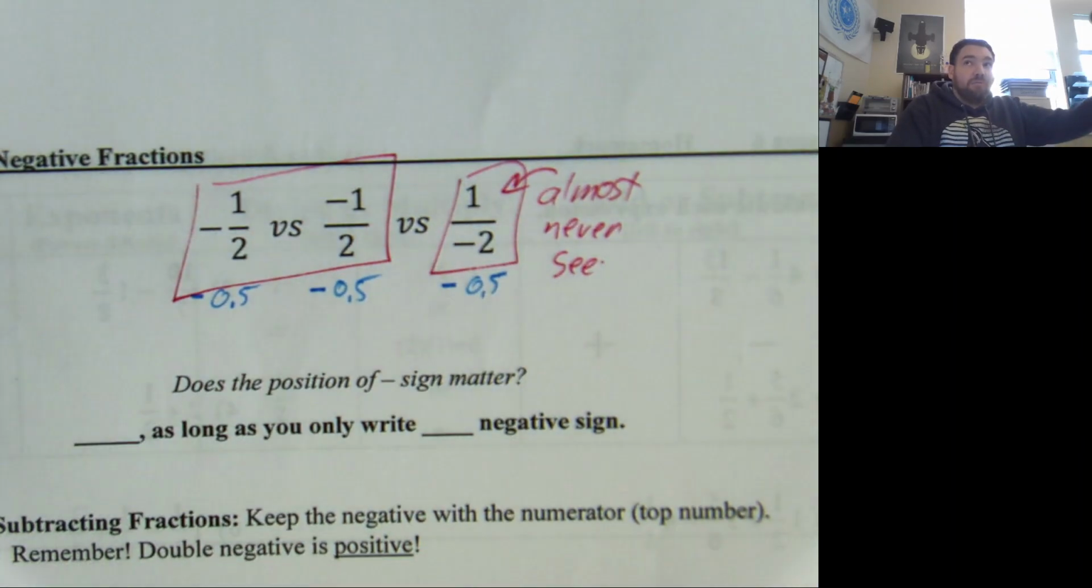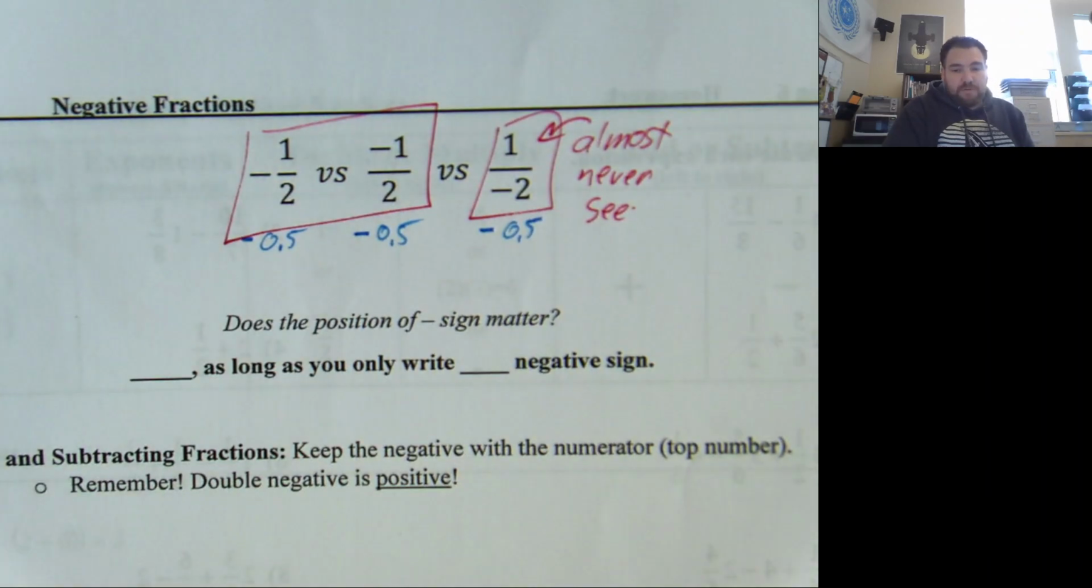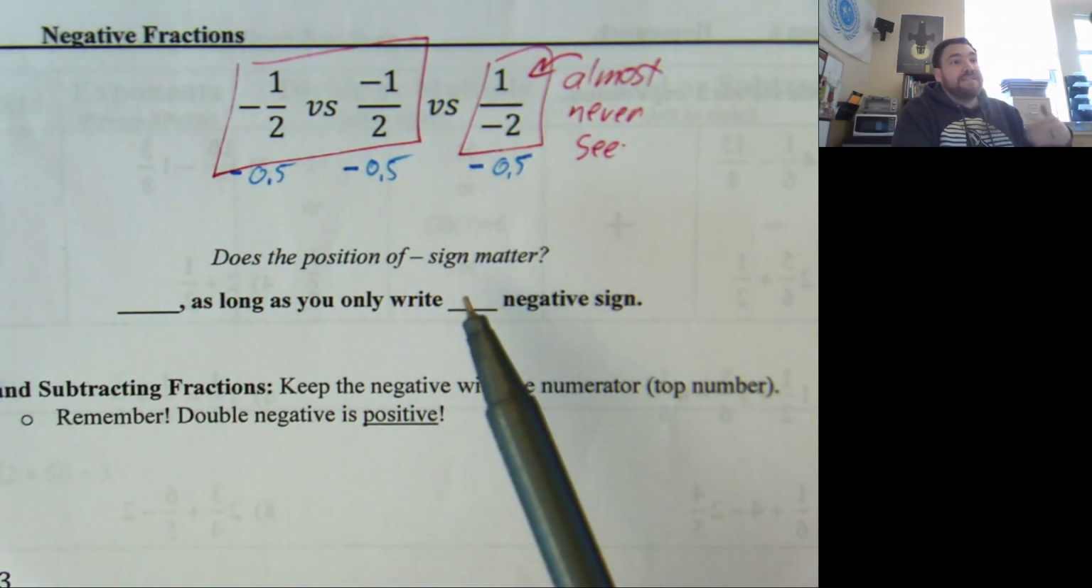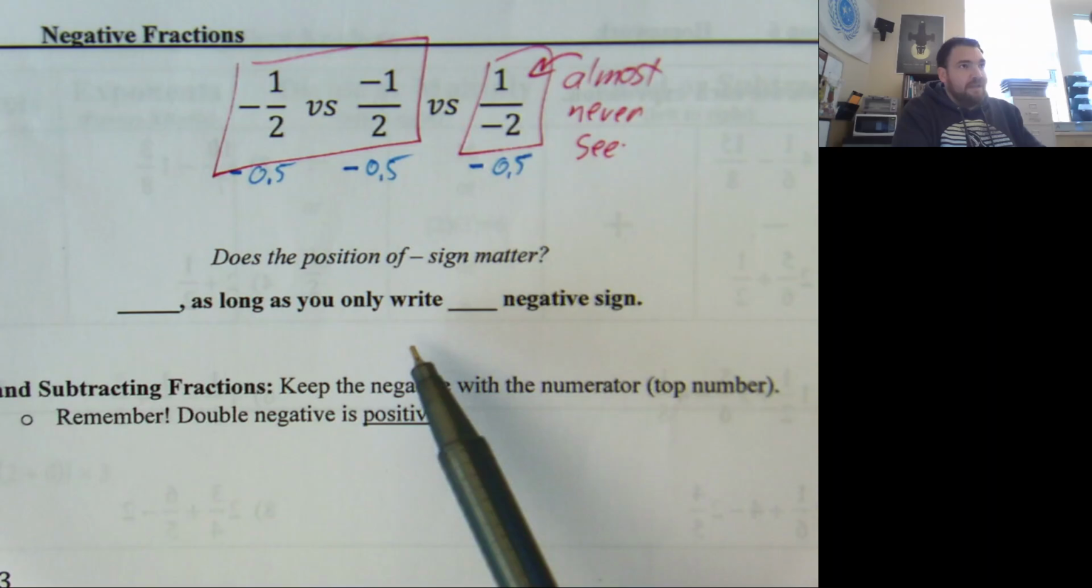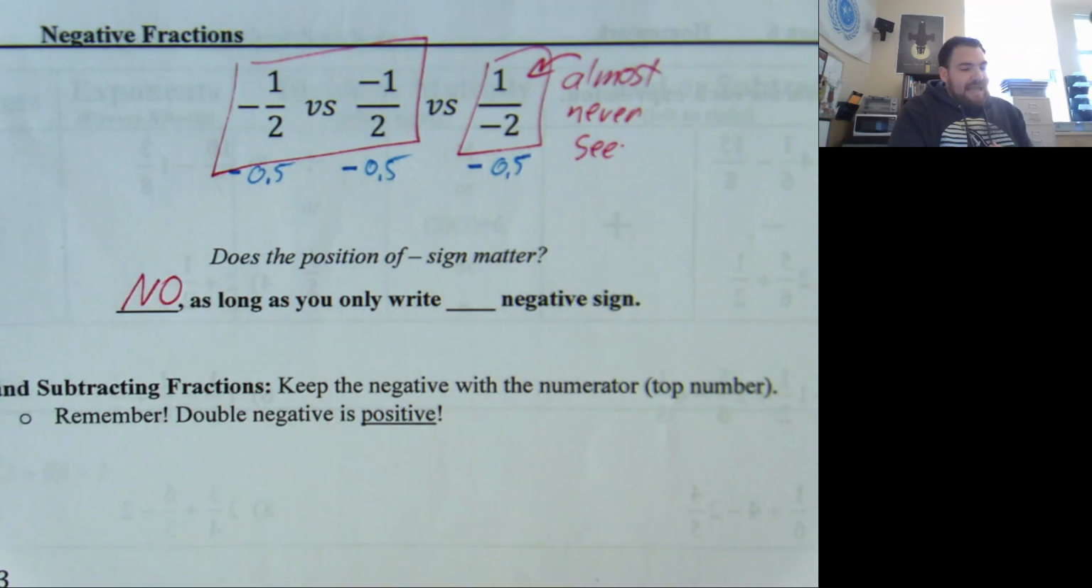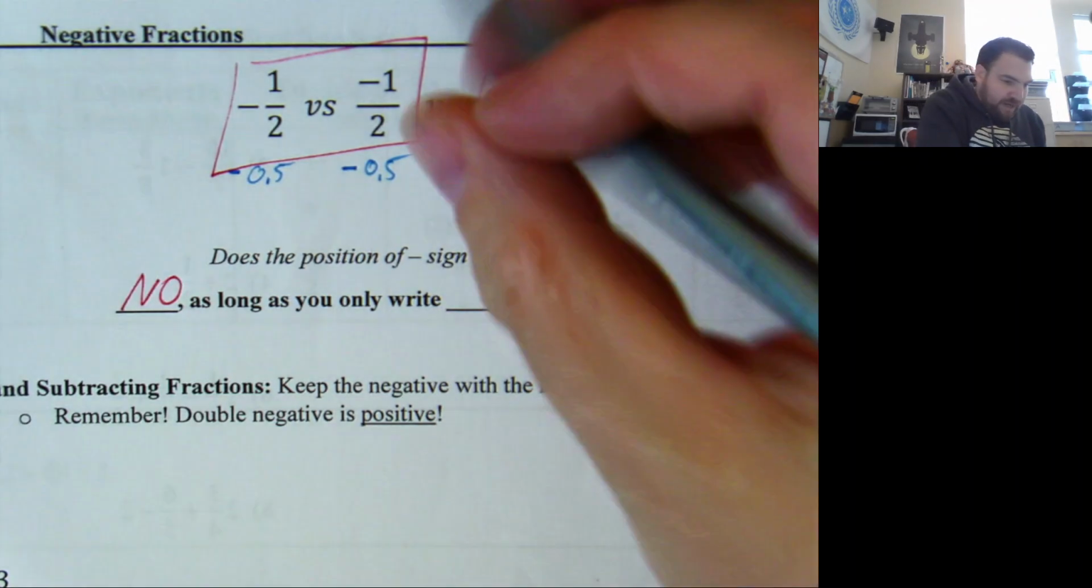So, does the position of the negative sign matter? I'm trying to convince you that no, it doesn't, as long as you only write one negative sign.